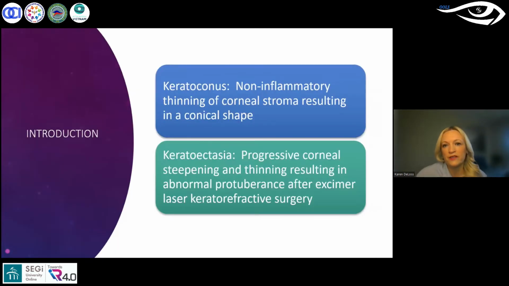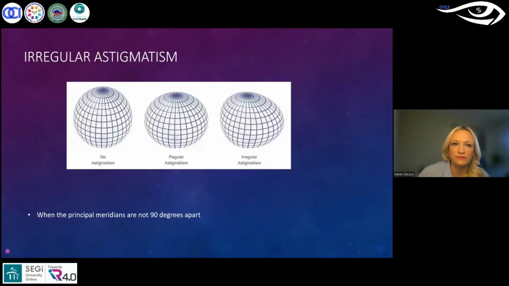So keratoconus is a non-inflammatory condition that causes thinning of the corneal stroma, resulting in a conical shape, versus keratoectasia, which is progressive steepening and thinning and an abnormal protuberance of the cornea after refractive surgery.